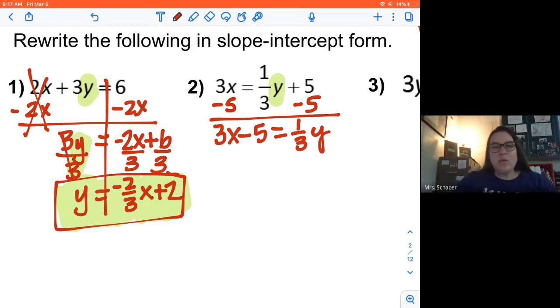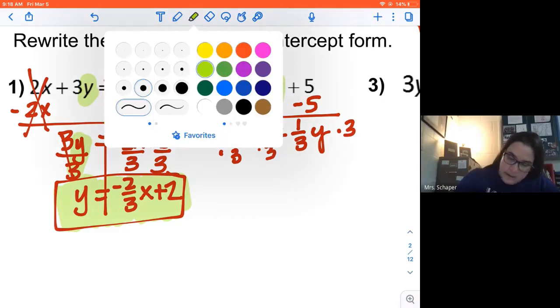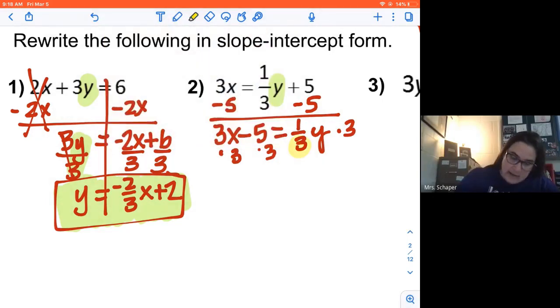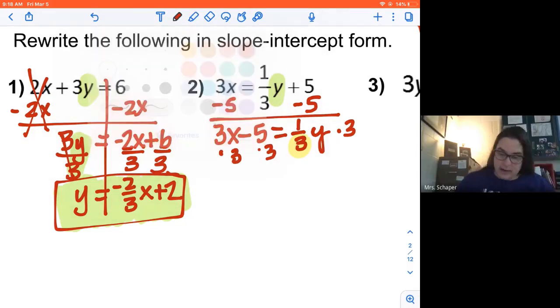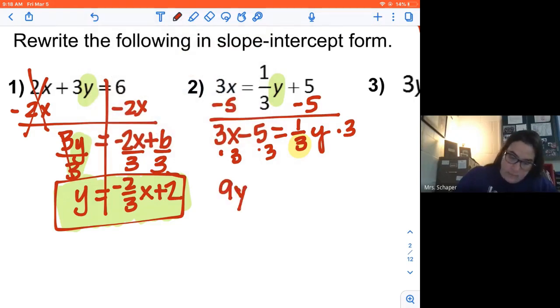And then I need to get y by itself. So how I undo 1/3 is I multiply everything by 3. And I'm picking 3 because that's the denominator. That's how I'm figuring out what to multiply everything by. So 3x times 3 is 9x. Minus 5 times 3 is 15 equals y.